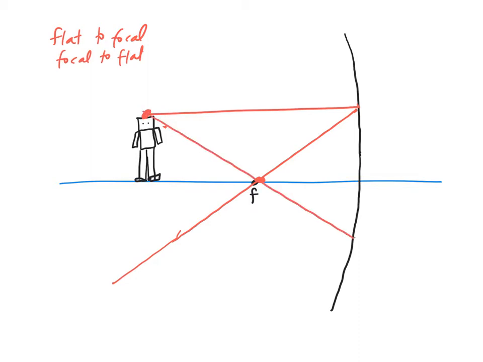Now, if you go out from the focal point like this and you hit the mirror, what will happen to the laser when it hits it? It will come out flat. So focal to flat. Okay, notice where the laser lines cross. That is where it's going to look, oh, I didn't draw this well, it's going to look as though the top of the robot's head is.